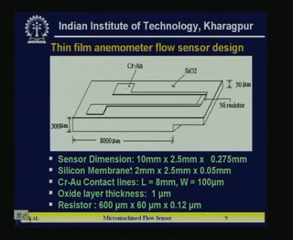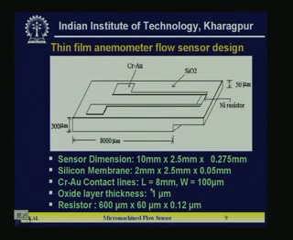The total dimension of the sensor is 10 millimeter. Here is 8 millimeter, and from here to here another 2 millimeter. So, 10 millimeter, 2.5 millimeter is the width here, and 0.275 millimeter, that means 275 micron is the total thickness here. So, the total piece of rectangular silicon which you are using for the sensor is 10 millimeter cross 2.5 millimeter cross 0.275 millimeter. The silicon membrane is this portion, 2 millimeter, 2.5 is the width, and this is 50 micrometer thick here.